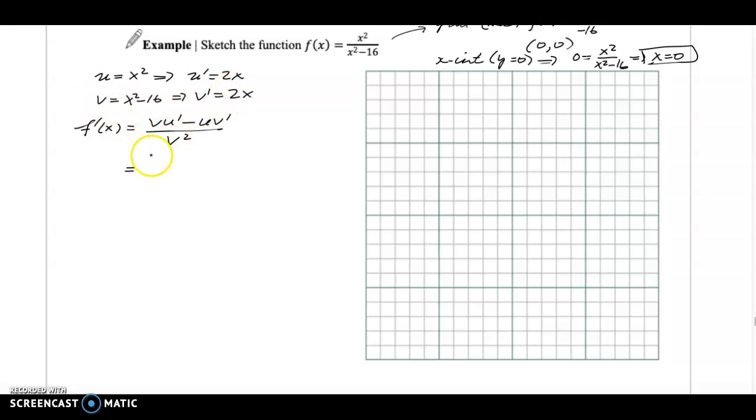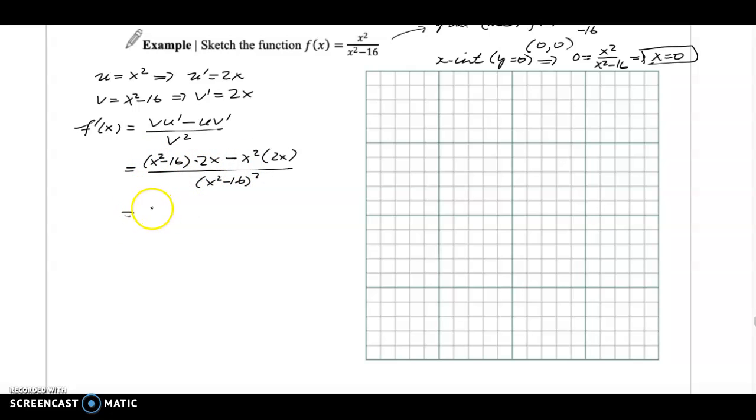So this is going to be my v, so I'm going to have x squared minus 16, and this is x squared, obviously. This is going to be times 2x, minus u, which is my x squared, times v prime, which is 2x, all over x squared minus 16 squared.